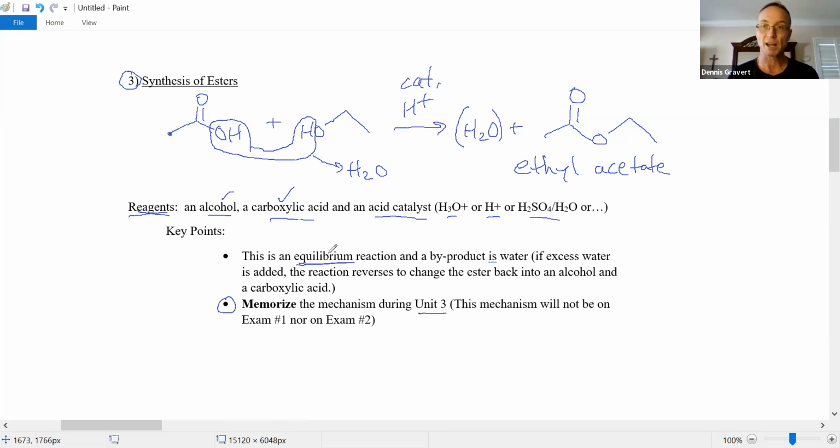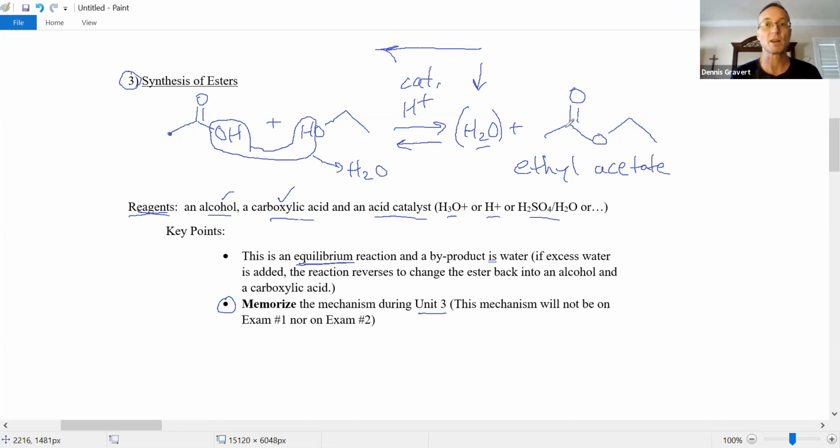What else do you need to know? It's also an equilibrium reaction. So technically, we should have a double arrow here. And you can reverse or hydrolyze the ester back to the carboxylic acid and the alcohol by adding water and acid catalyst. And Le Chatelier's principle says if you add more water, you'll drive the reaction to the side that gets rid of the extra water. It drives it to the left, and it'll help hydrolyze it.